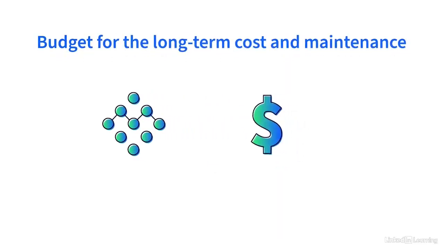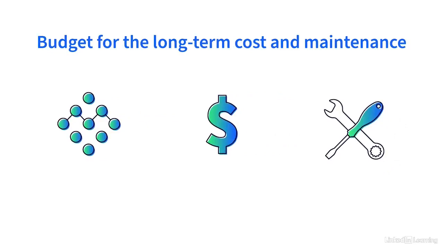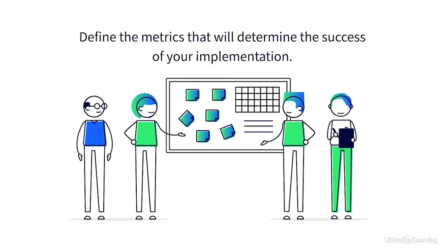You'll also need to determine the long-term cost and maintenance for running your model in production so that you can budget appropriately. Machine learning problem framing can often be underestimated, but is an important step during the development of any machine learning system.